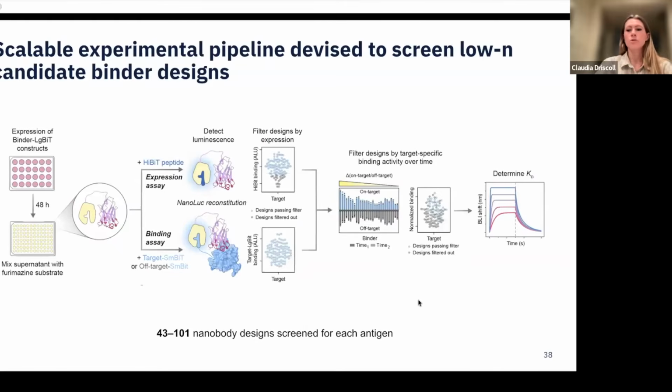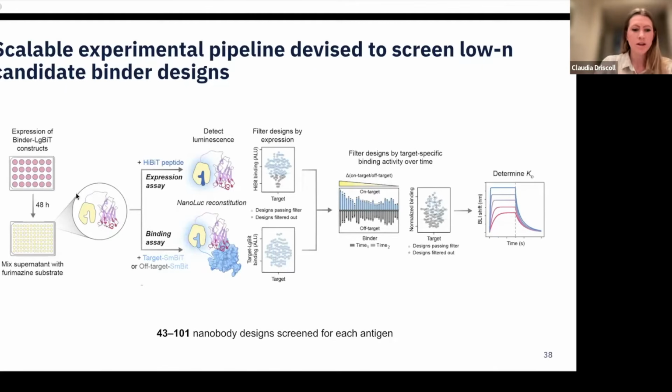We wanted to be able to test a good handful of designs in a high throughput and very cost efficient way, without having to express and purify every single binder and then biophysically characterize them by BLI or SPR. So we opted for a scalable, plate-based split luciferase assay, which I'll describe very briefly. It takes a nanoluciferase, which is split into a peptide component and a large protein component. The large protein component is called large bit, and the peptide is called small bit.